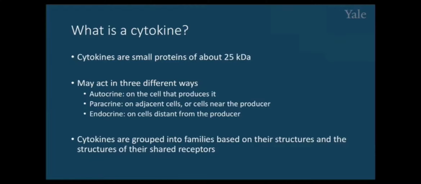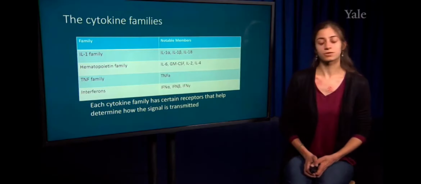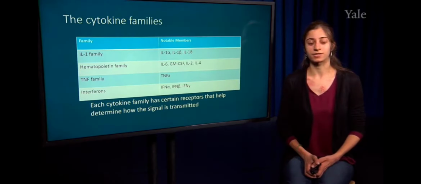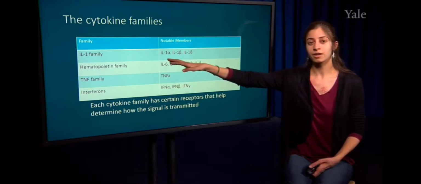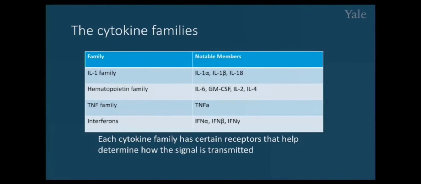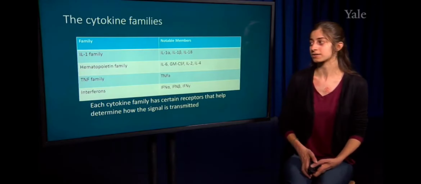It's important to note that cytokines are grouped into families. This is based not only on their structure, but also on the receptors they use to signal. So there are 4 main types of cytokine families, the first of which is the IL-1 family. You'll probably have heard a lot about this when talking about the innate immune response. These include IL-1 alpha, beta, and IL-18. These are all products of the inflammasome, something you might remember from the innate immune system lectures.